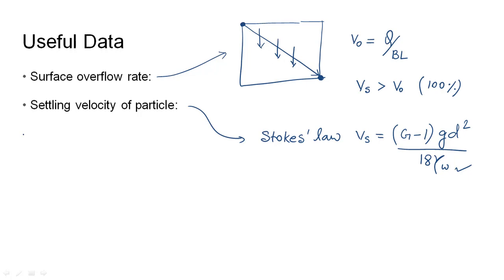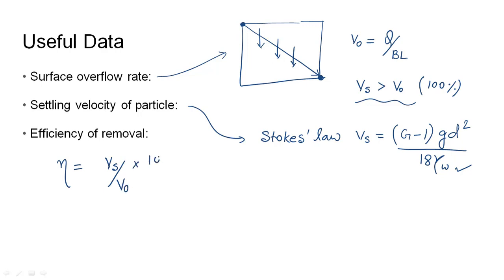The third concept that needs to be known is the efficiency of removal. As stated here, the efficiency is a direct function of the settling velocity. So the efficiency of removal will be nothing but the settling speed of a particle over the surface overflow rate times 100. Here V0 is found using this equation and Vs is found using this equation. Once both Vs and V0 are known, the efficiency can be calculated.